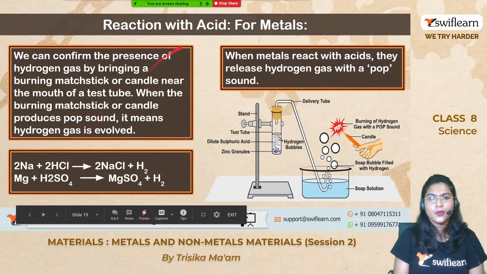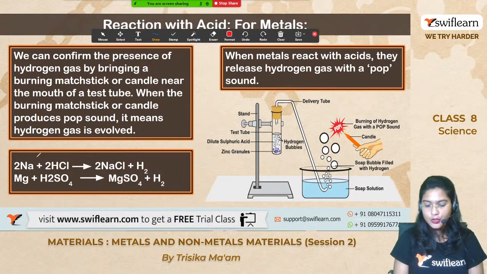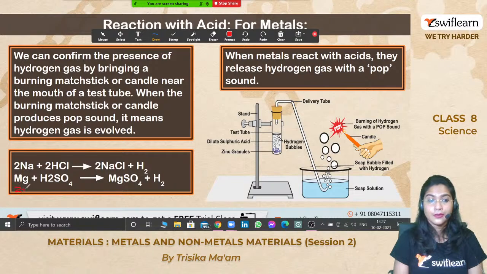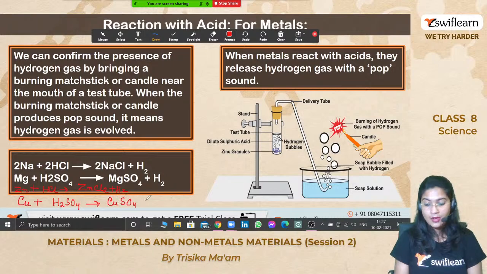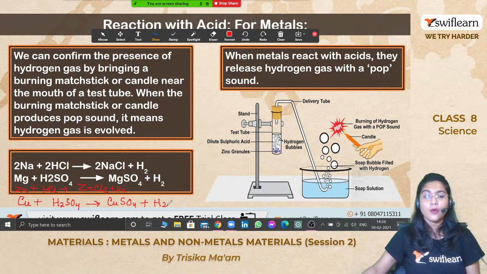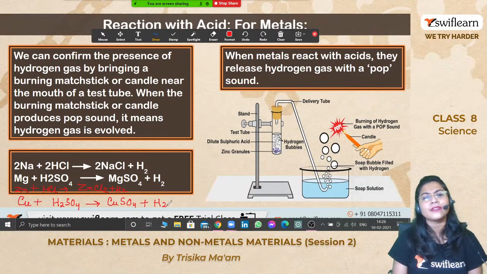Understood? Let me give you some more examples. Do you know how zinc reacts with HCl? What does it produce? Yes, zinc chloride, right? Zinc chloride plus hydrogen gas. Now can you tell me when copper reacts with H2SO4, what does it produce? It produces copper sulfate, CuSO4, plus hydrogen gas. Over here we are seeing that in all the reactions they form hydrogen gas. Now how will you prove that the gas produced here is hydrogen only?